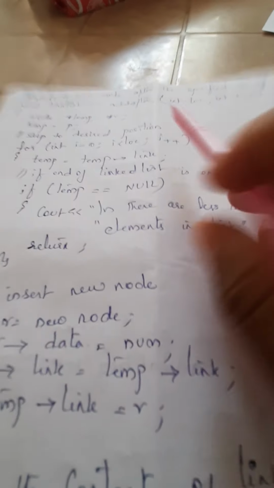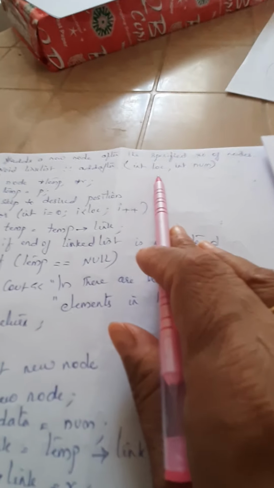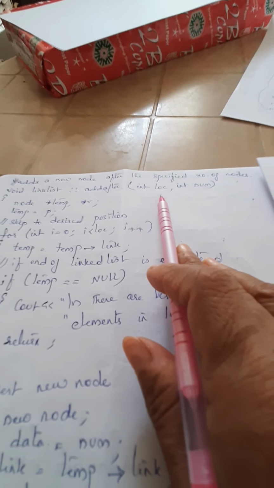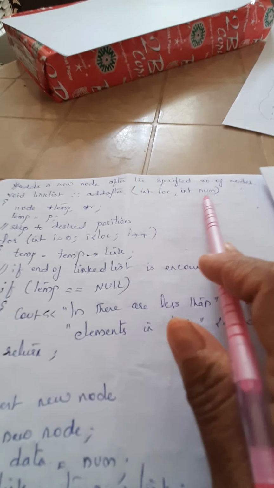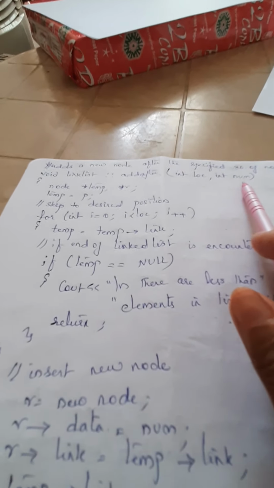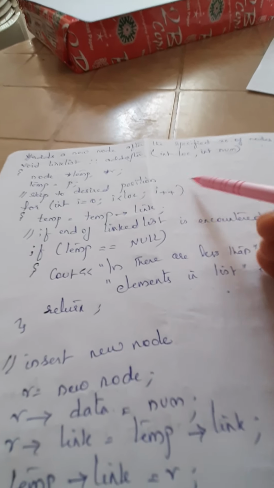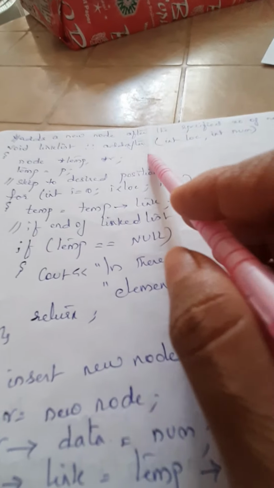We'll just get into the program of add after. So here is the program of add after. Here the location after which you want to add is passed as a parameter, and the number is the data that you're passing. Then node star temp and star r.